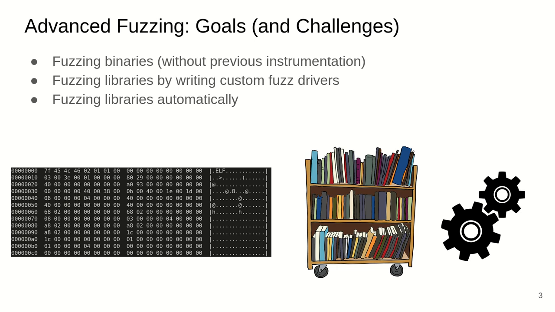Today we'll focus on three different orthogonal areas: fuzzing binaries, as in without previous instrumentation; fuzzing libraries by writing custom fuzz drivers as unit tests; and then fuzzing libraries automatically. And we're going to focus on these three parts one after the other. Let's start with fuzzing binaries.